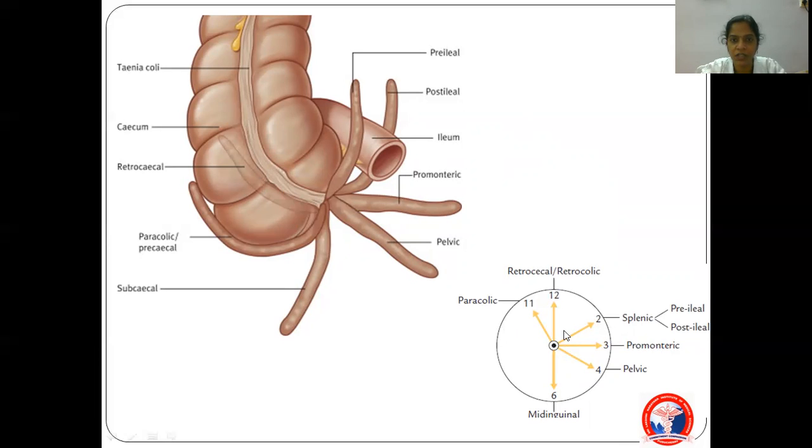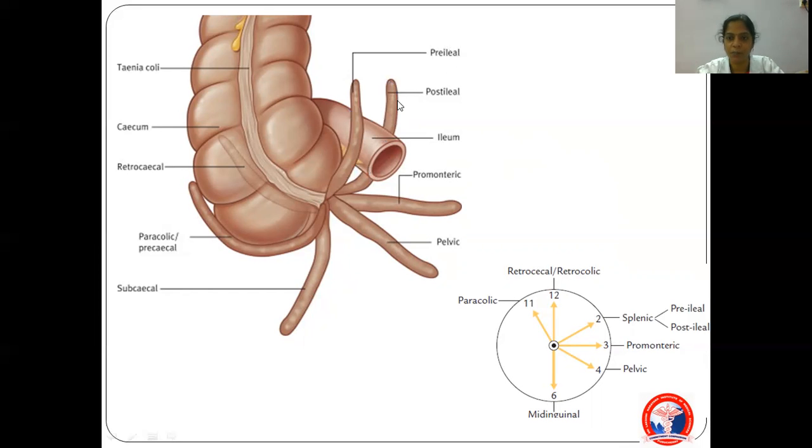The next position is the splenic type. It is towards the spleen. On the left side the spleen will be there, no? So it will be towards the spleen. If it is in front of the ileum, that is called the pre-ileal type. When it is behind the ileum, that is called the post-ileal type. 2 types are there, pre-ileal and post-ileal.